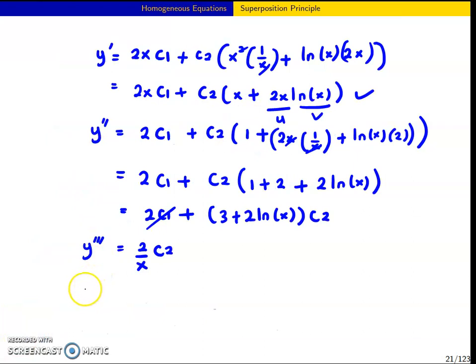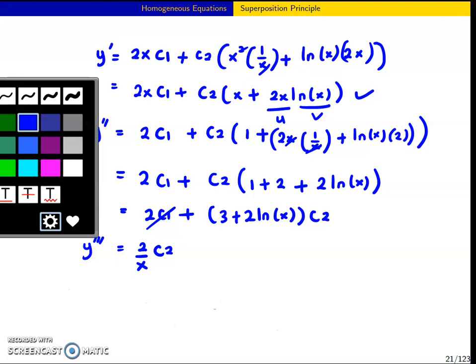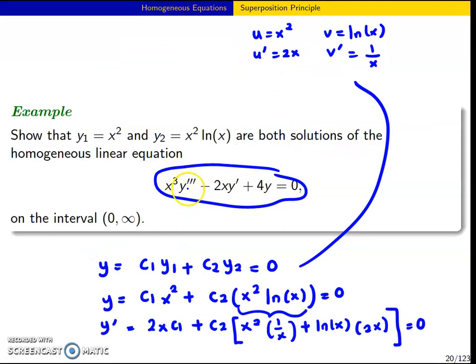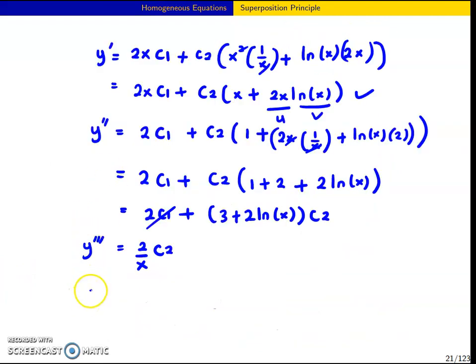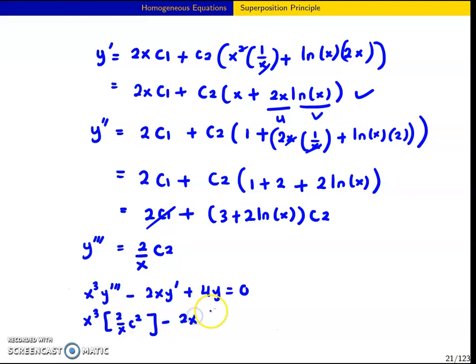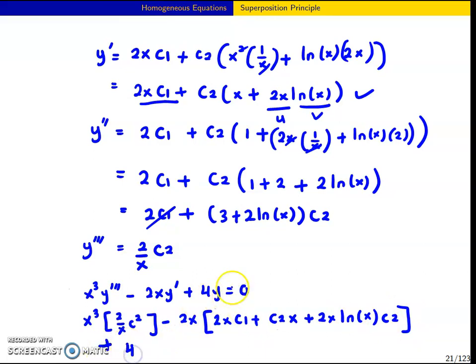So we are given this equation here: x cubed y, the third derivative, minus 2x y prime plus 4y equals 0. Make sure you don't write it wrong. So substitute: now my third derivative is 2 over x c2, minus 2x times y prime, and y prime is this whole thing here, 2x c1 plus c2 x plus 2x ln x c2. Now don't forget plus 4y.